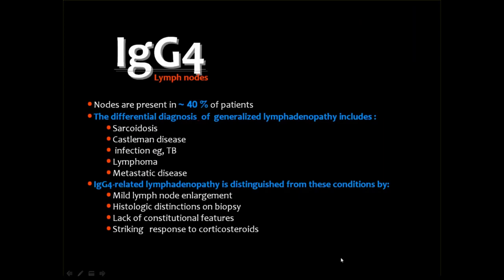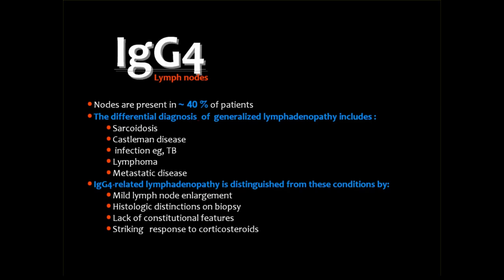Then the lymph nodes are one of the manifestations of IgG4 related disease. They are present in about 40% of the patients. You know, if the patient had generalized lymphadenopathy, then you consider sarcoid, Castleman, infection, lymphoma, metastasis. But the nodes that are present in IgG4 related disease are those which we usually refer to as reactive lymphadenopathy.